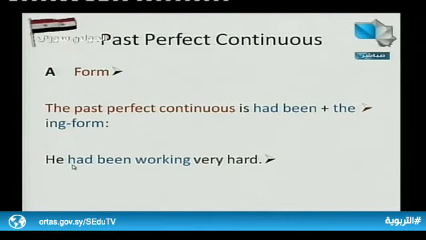For example, he had been working very hard. Here it's just an example. Of course, we cannot say or write a sentence like this alone; we need another action, another verb or time phrase, something that happened in the past. It's just an example about the form: had been working very hard. Yes. Now about the use.